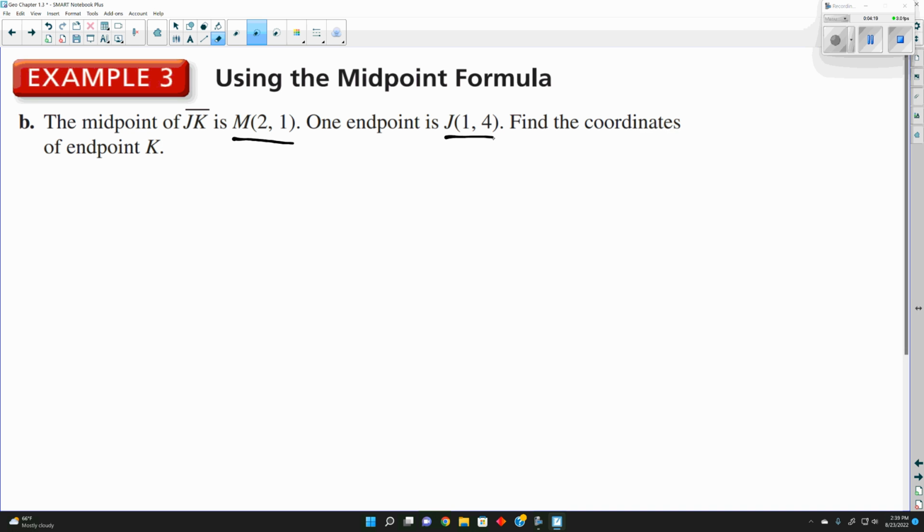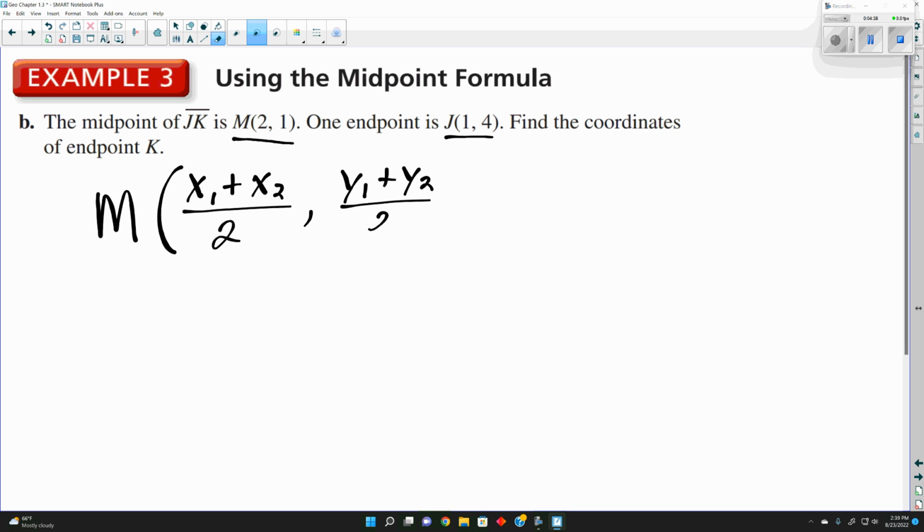Now we know what the formula for midpoint is. The midpoint formula is x1 plus x2 divided by 2. So this right here would give us the x value of the midpoint, yes? Now y1 plus y2 divided by 2 will give us the y value of the midpoint. This is the midpoint formula, yes?